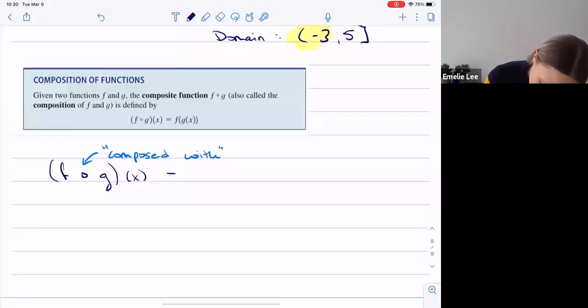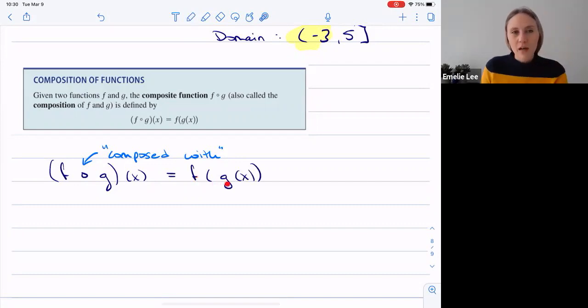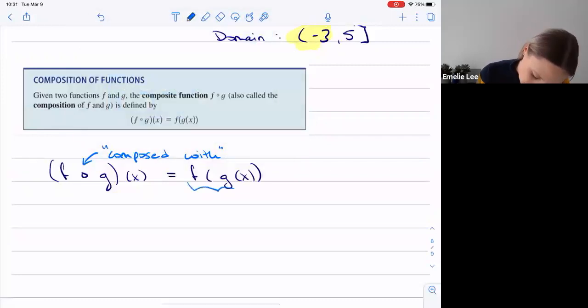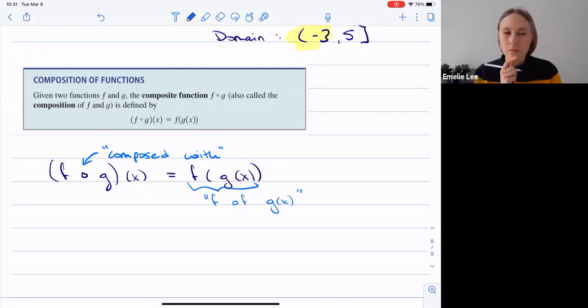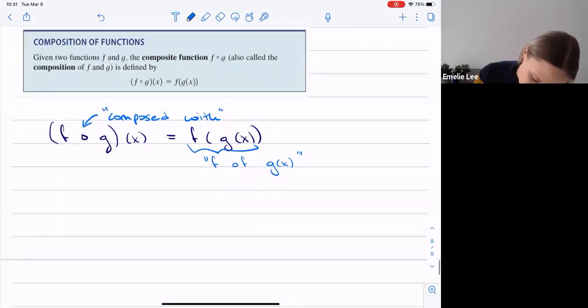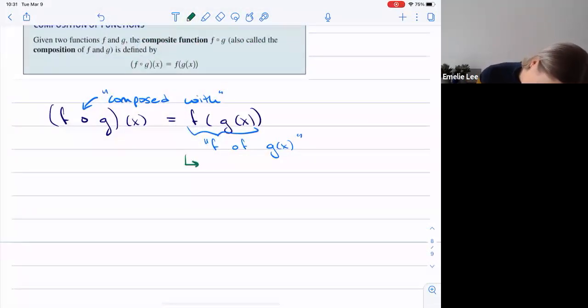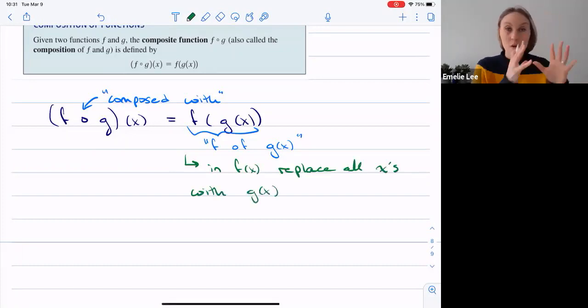Because what this becomes, just from that blurb above, is f of g of x. So instead of, in f of x, I'm going to replace all my x's with g of x. In f of x, replace all x's with g of x, which is its own function, right? So you want to be really focused on, okay, g of x is a function, it's its own thing, and it's going in and replacing all the x's in f of x.